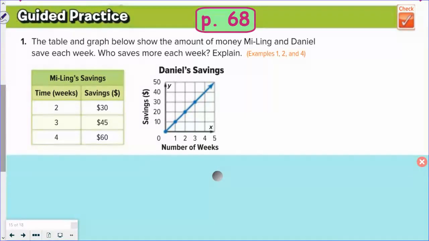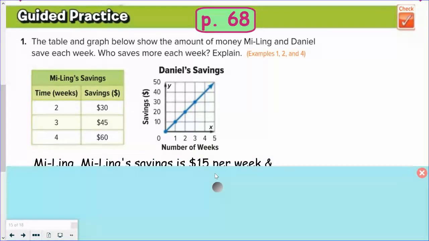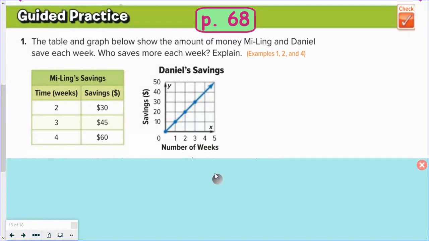Okay, so when we looked at Millie, how much do we increase? We increased by 15. And then I only increased by 1. Well, which one's going to go on top when I go to make my ratio?